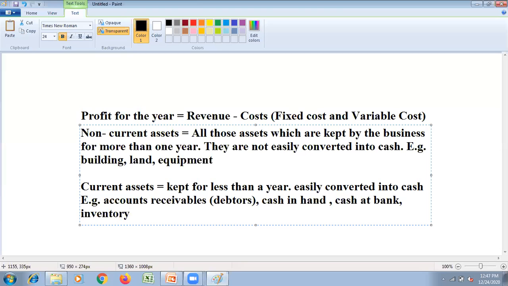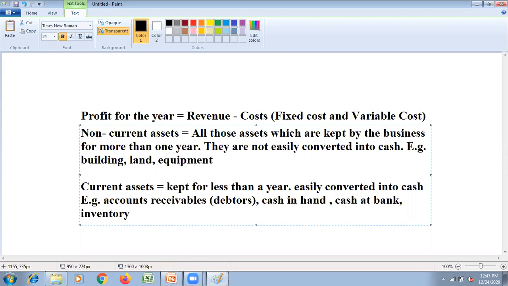But I'm telling you, inventory is a current asset which can be converted into cash quickly, but it is slower than other current assets, like debtors, cash in hand or cash at bank. Yes, they can be converted into cash quicker than the non-current assets, but they are slower than the other current assets. So that is why it is called current assets.